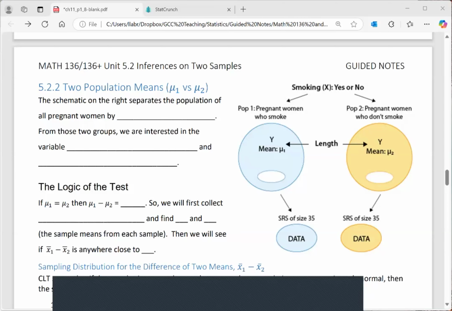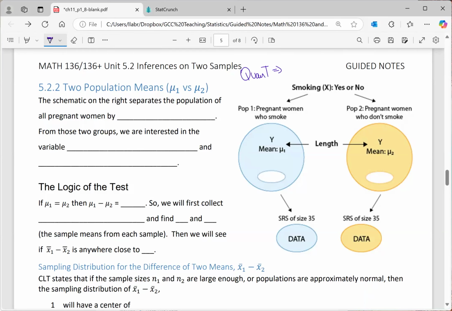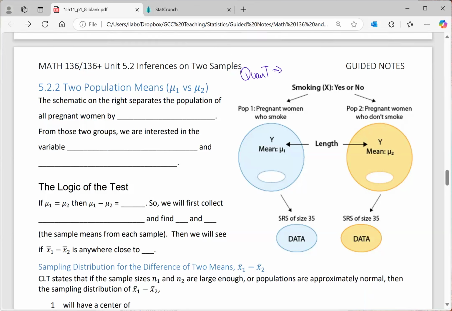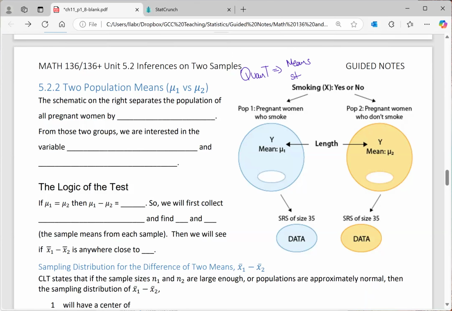Welcome back, everybody. Let's take a look at two populations, but this time we're going to be interested in something quantitative from those two populations. So therefore, we have two cases here. We could be asking a question regarding the means or the standard deviation.